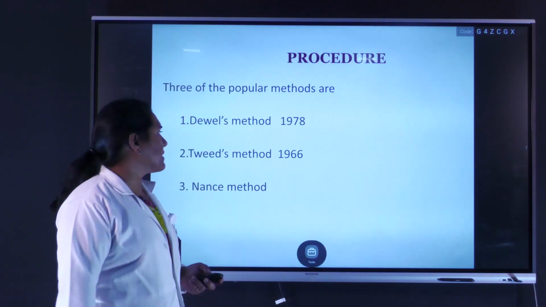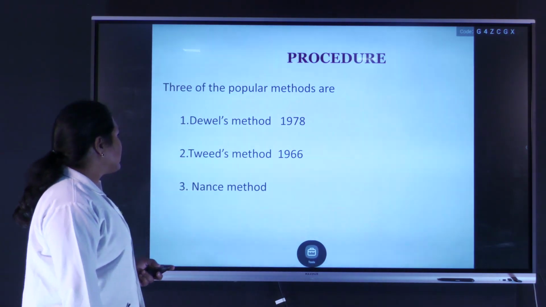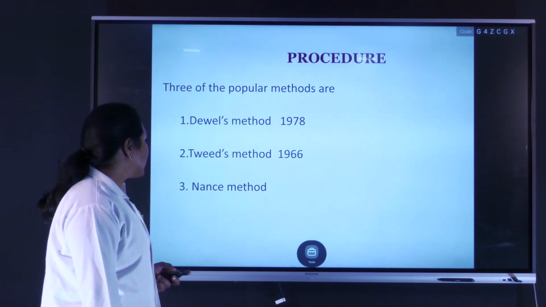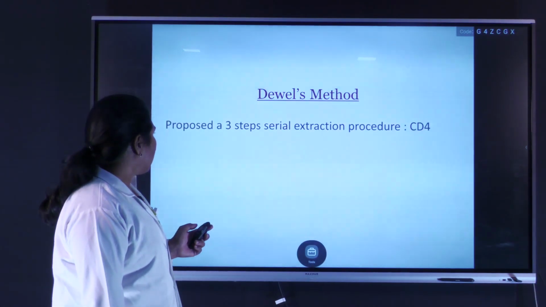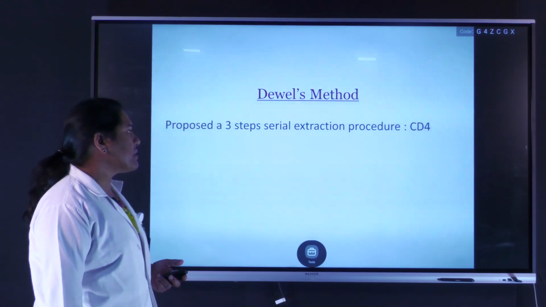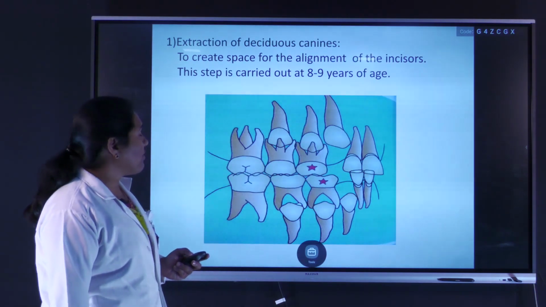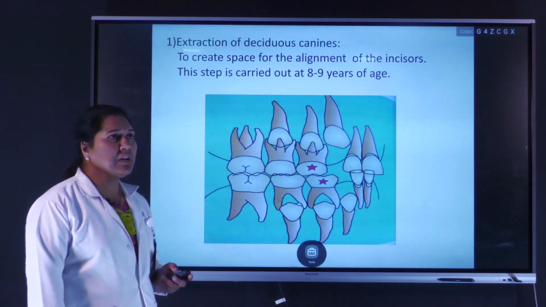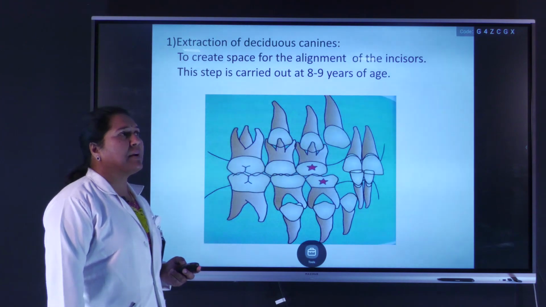Coming to procedures, the 3 procedures which are famous for serial extractions are Dewel's method given in 1978, Tweed's method given in 1966, and Nance method. Coming to Dewel's method, it is a 3-step serial extraction procedure. In short, we will call it CD4. What is this CD4? C is the extraction of the deciduous canine, D is the first deciduous molar, and 4 is the first permanent premolar.